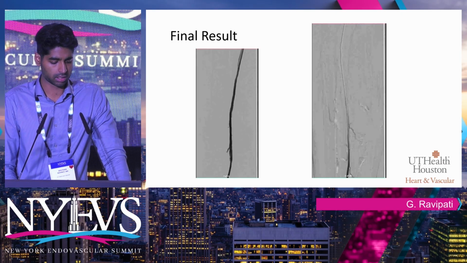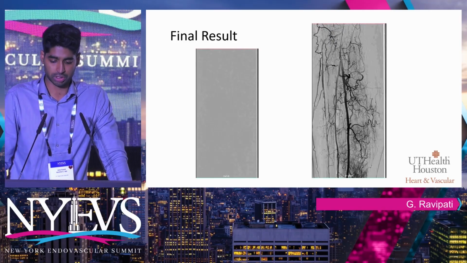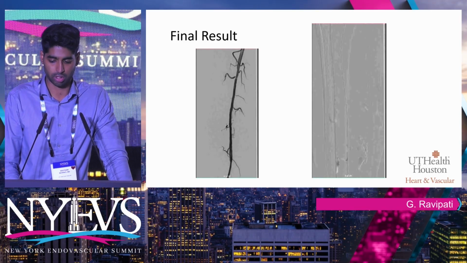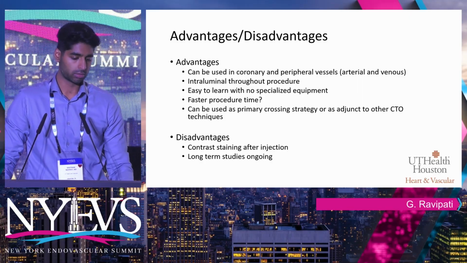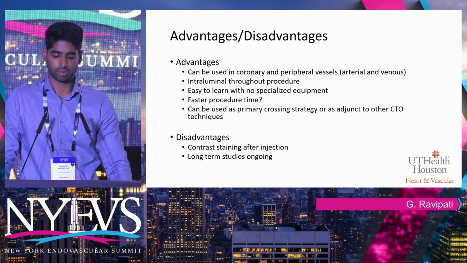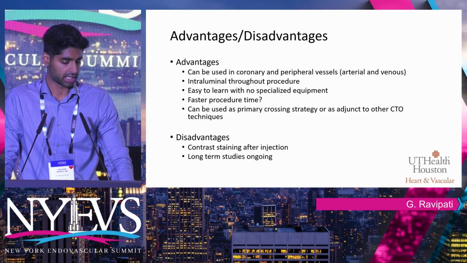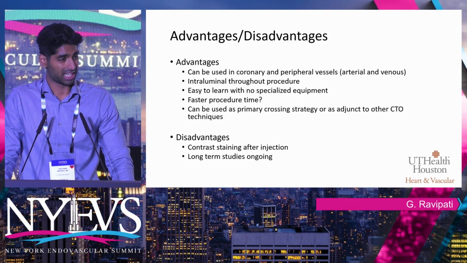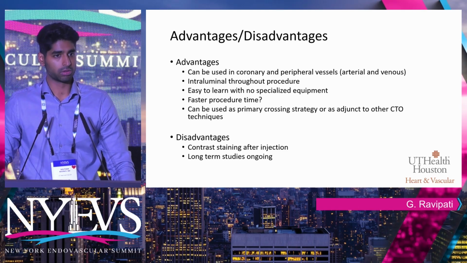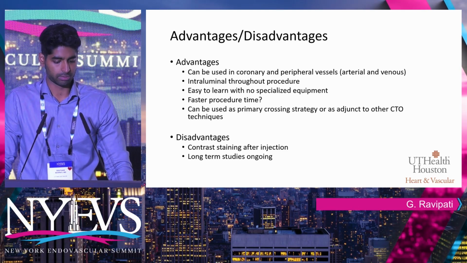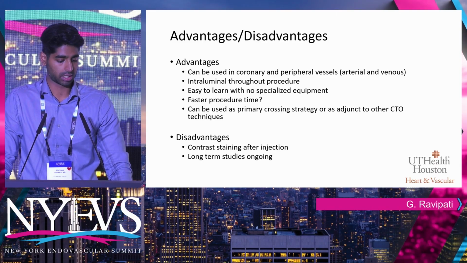This is our final result. Again, excellent results, no dissections, perforations, good distal runoff. And so what are the advantages here? The advantages are that we've been using this for coronary and peripheral sphere for quite a while now. The big selling point is that it is intraluminal throughout the procedure. It's easy to learn with no specialized equipment, especially in the era of more devices and getting more stuff done. But here, like I said, a simple microcatheter and contrast injection.